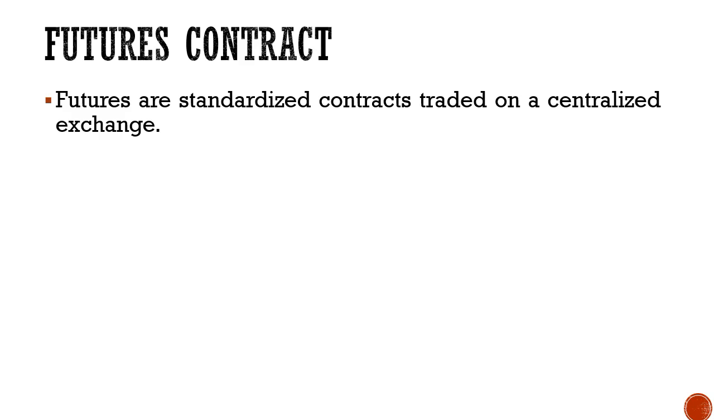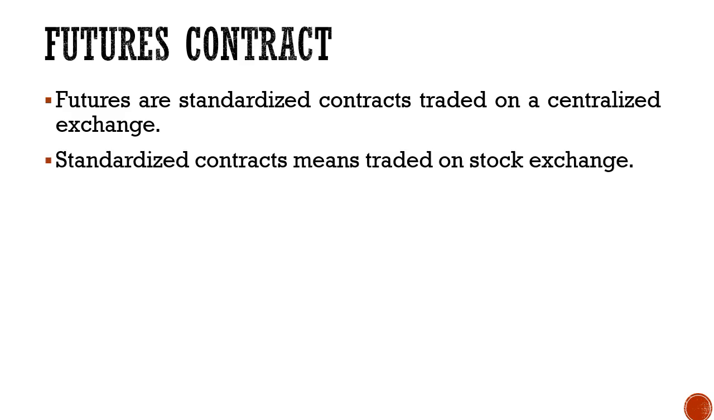Now, futures are standardized contracts traded on a centralized exchange. Standardized contract means that they are traded on a stock exchange. It is not an over the counter trade. Standardized contracts mean traded on a stock exchange. They are less risky than over the counter trade, or less risky than the OTC.